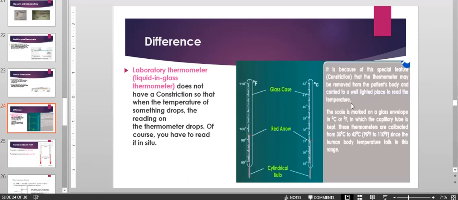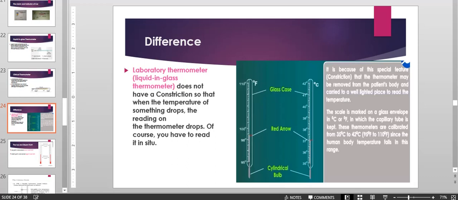This is basically talking about the clinical thermometer here. The scale is marked on a glass envelope in degrees Celsius or Fahrenheit in which the capillary tube is kept. These thermometers are calibrated from 35 degrees Celsius to 40 degrees Celsius, since the human body temperature falls in this range. So here they are basically talking about the construction of most of the types of thermometers that we use. So this was the basic reason, or the difference, between the laboratory thermometer and the clinical thermometer.